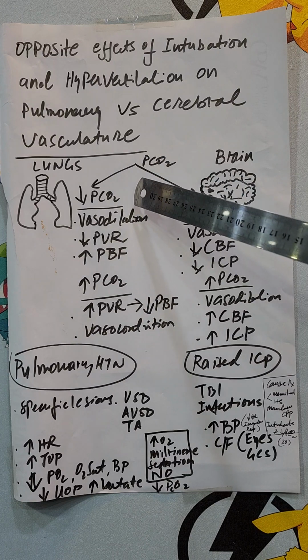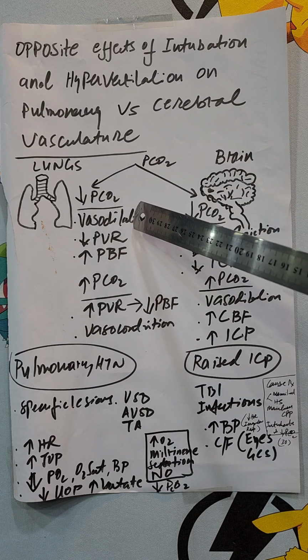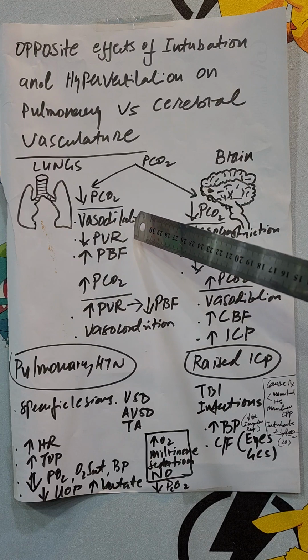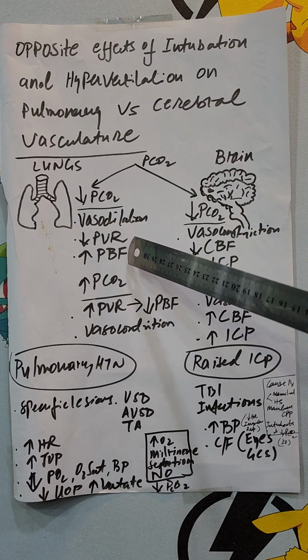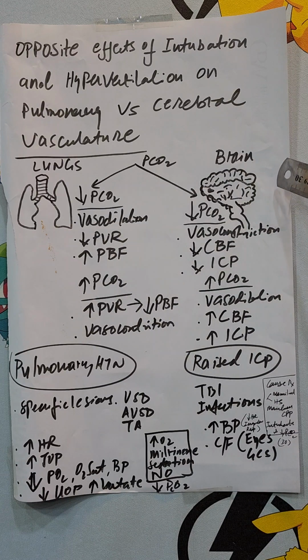If you drop CO2, it causes vasodilatation, pulmonary vascular resistance drops, and pulmonary blood flow increases. As compared to the brain, if you drop CO2, it leads to vasoconstriction and decreased cerebral blood flow, and this is one of the treatments for increased ICP because it decreases the intracerebral pressure.